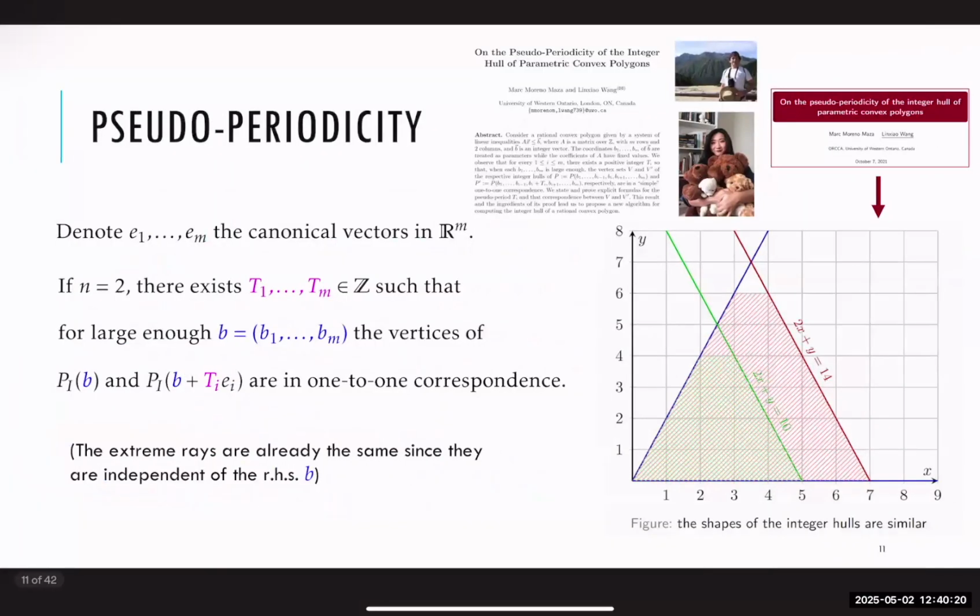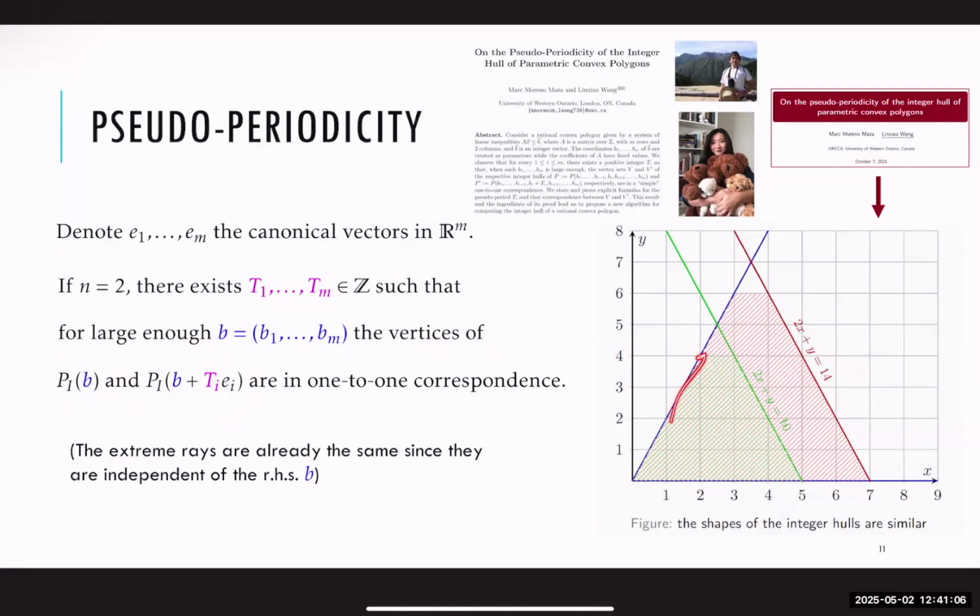Okay, so there's another result also related to integer hulls, and this is pseudo-periodicity. Moreno and Lincoln Wang proved that in the plane, so for two variables, there exist some constants such that if your right-hand side is large enough, then the vertices of the integer hull of this polyhedron and the polyhedron where you perturb the right-hand side a little bit by using these constants, these vertices are in one-to-one correspondence. And this is important because, you know, the extreme rays do not depend on the right-hand side. So having the vertices in one-to-one correspondence is a very nice result.